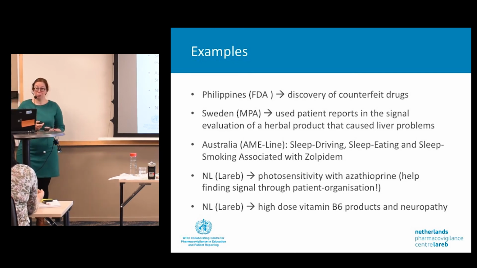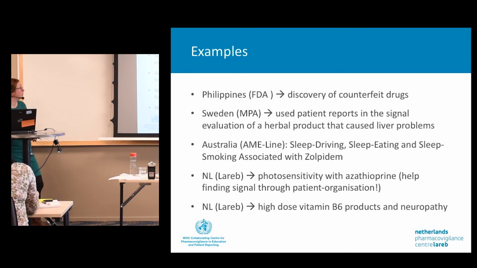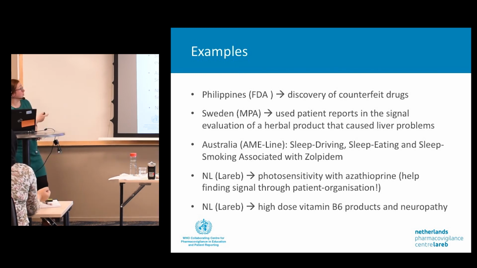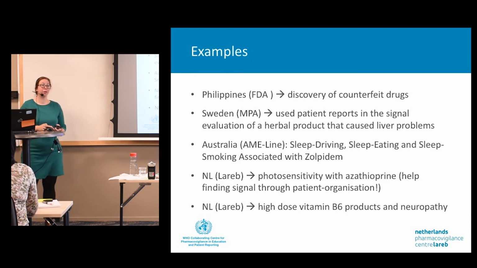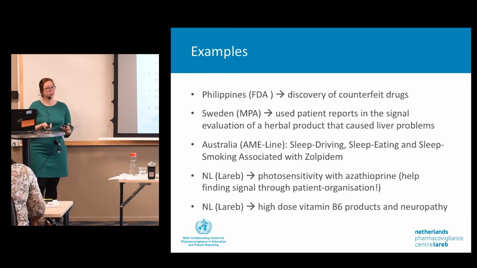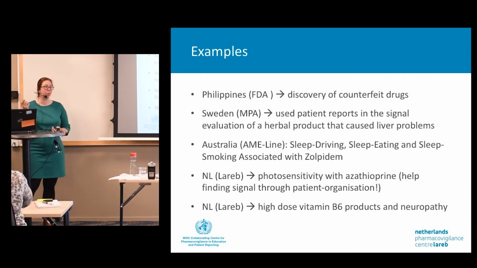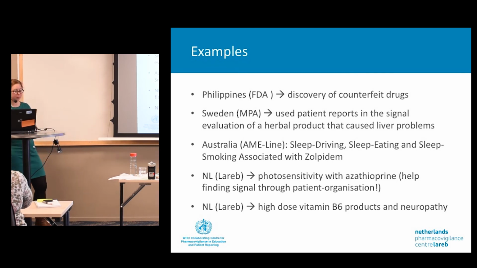In Sweden, the Medical Products Agency has found a signal with a herbal product that caused liver problems. Also, I think this is one of the gaps you might have with healthcare professional reports, that they often don't know what kind of other medications a patient is using. For instance, herbal drugs or vitamins, as our own signal is about. The colleagues from Australia, they have the official Pharmacovigilance Center, the TGA, but they also have this adverse medicines event line that patients can call to make their report, and those reports are sent to the official center.